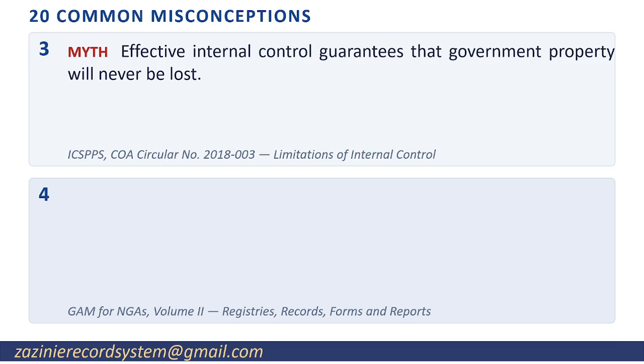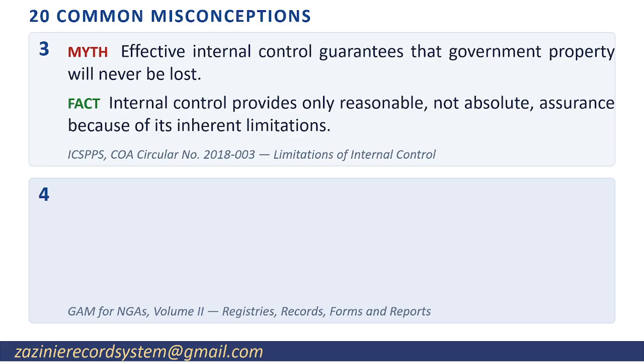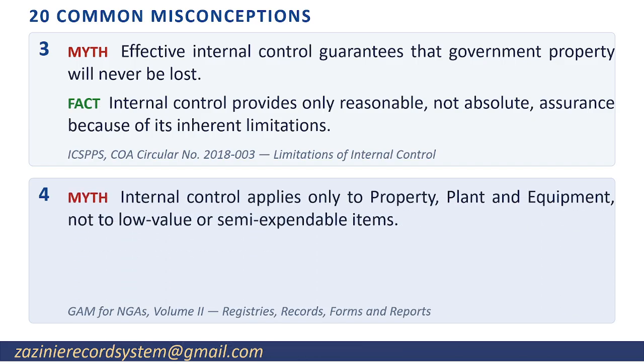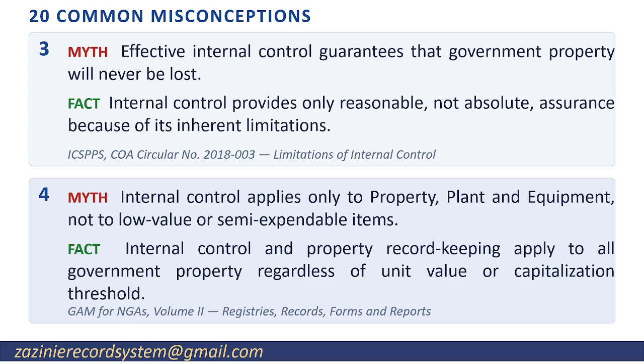20 common misconceptions. Number 3. Myth. Effective internal control guarantees that government property will never be lost. Fact. Internal control provides only reasonable, not absolute, assurance because of its inherent limitations. Number 4. Myth. Internal control applies only to property, plant and equipment, not to low-value or semi-expendable items. Fact. Internal control and property record keeping apply to all government property regardless of unit value or capitalization threshold. Next slide.